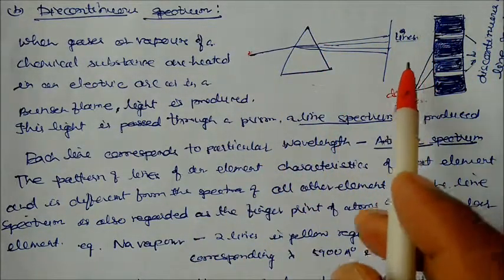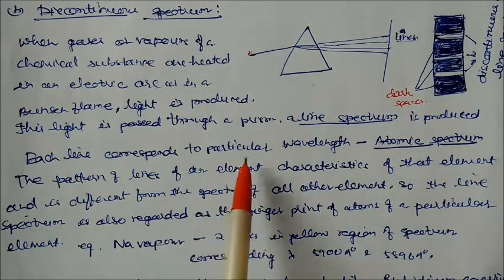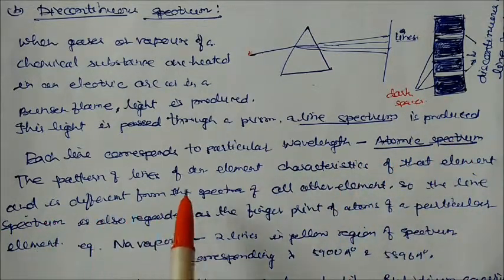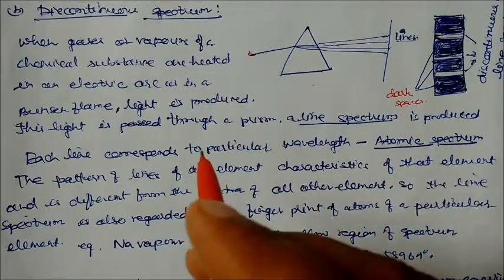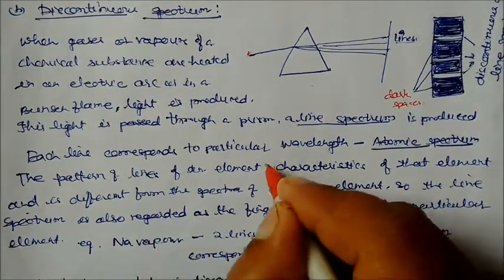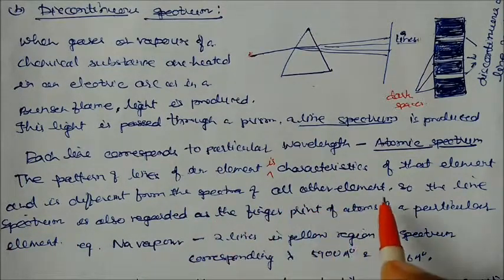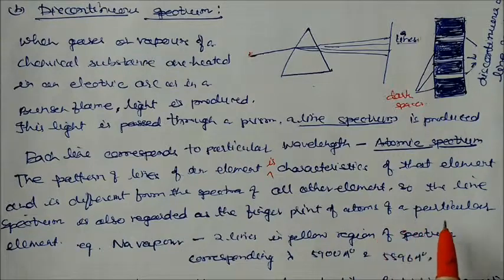So this is the characteristic property of every element. Each line corresponds to a particular wavelength. That's called an atomic spectrum, since it is produced by the atoms. The pattern of lines of an element is characteristic of that element and is different from the spectra of all other elements. Lines of sodium will be different, lines of hydrogen will be different, lines of helium will be different. These lines are used as a fingerprint of the atoms of a particular element.